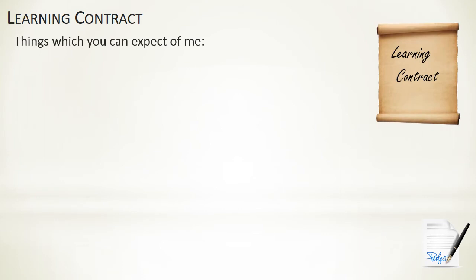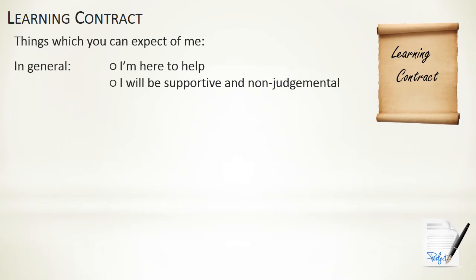So, things that you can expect of me within this particular contract. In general, I'm here to help and will be supportive and non-judgmental. So my role, if you like, within the module is to help you become a better programmer. That's what I'm about. I will be supportive. I will be non-judgmental. There's no such thing as a bad, wrong answer.